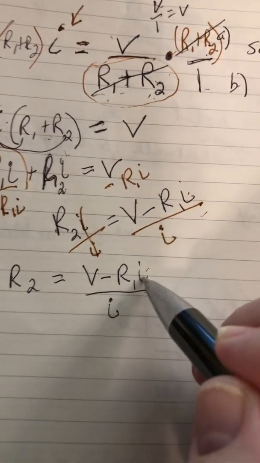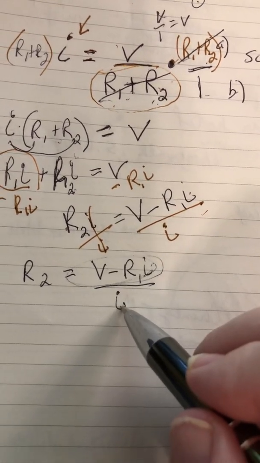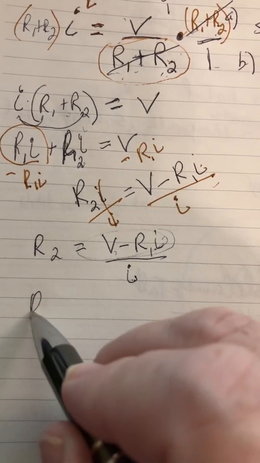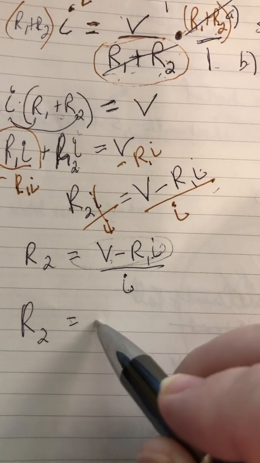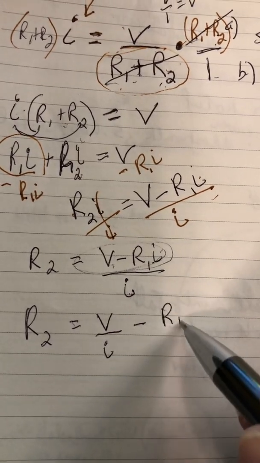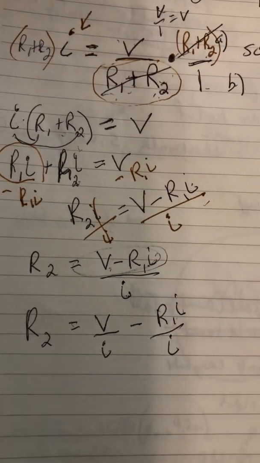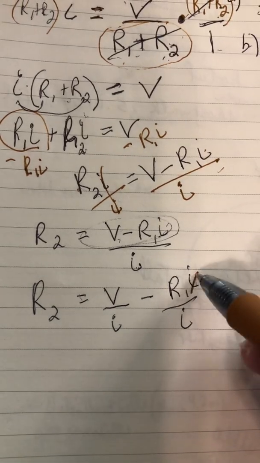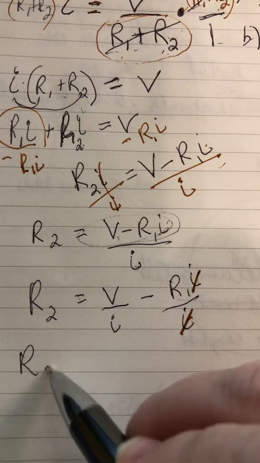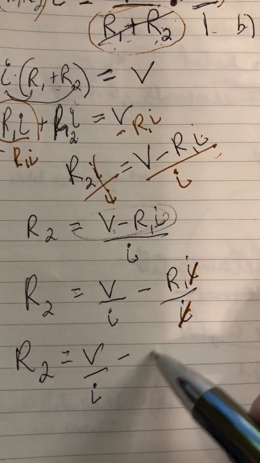And the reason we can't cancel this out is because this is a subtraction problem. And if we wanted to cancel this I out of here, we'd also have to have an I here. So another way to write it, so that we could reduce it if we wanted, would be to write each thing over I. So like this, R1I over I. Then that would allow us to cancel this I out. So then it says R2 is equal to V over I minus R1.